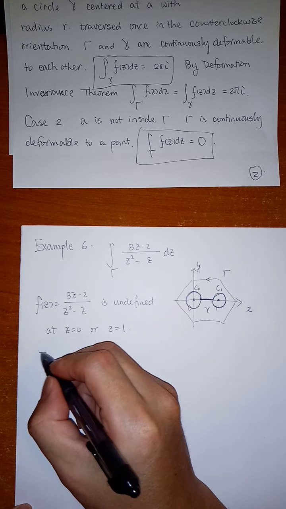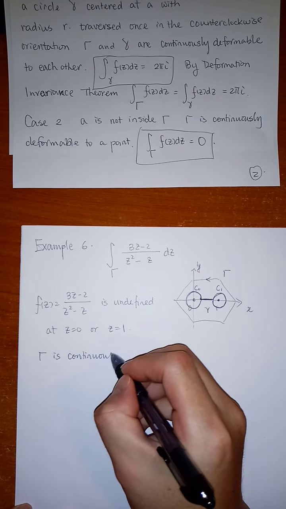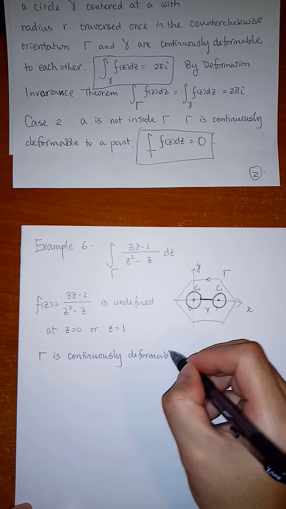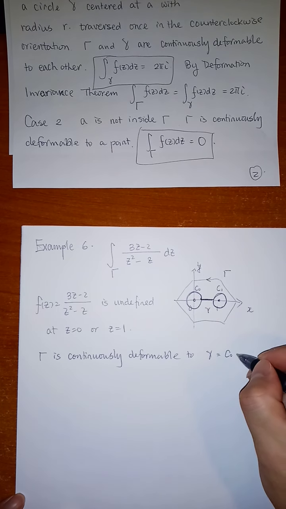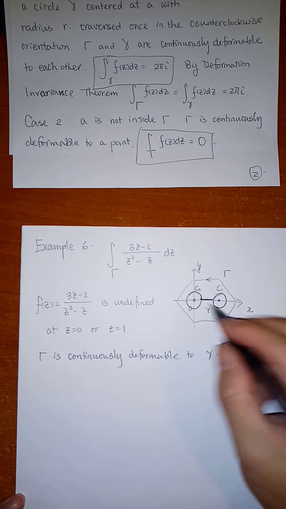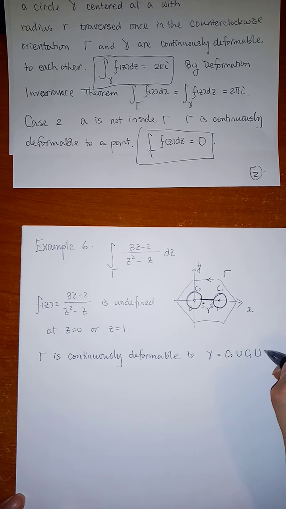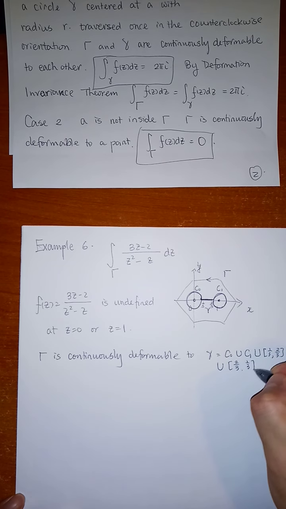So capital gamma is continuously deformable to little gamma. The little gamma is C0 union C1 union the segment from left to right, let's put this as 1/3, 2/3, and a union the segment from 2/3 to 1/3. We are talking about the oriented segment, not just the interval.